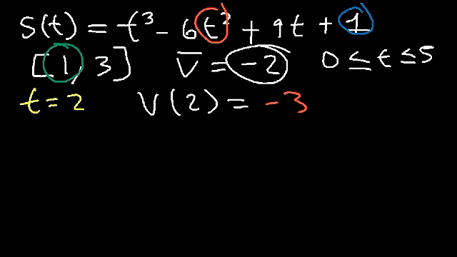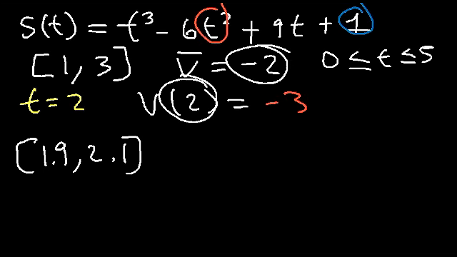So pick 2 numbers where 2 is the midpoint of those 2 numbers, and those 2 numbers are very close to 2. A good example would be 1.9 and 2.1. 2 is the midpoint of 1.9 and 2.1. If you add 1.9 and 2.1 and divide by 2, if you find the average, you'll get 2. So if we find the average velocity between 1.9 and 2.1, it should be very close to the instantaneous velocity at t equals 2. So let's go ahead and prove that.